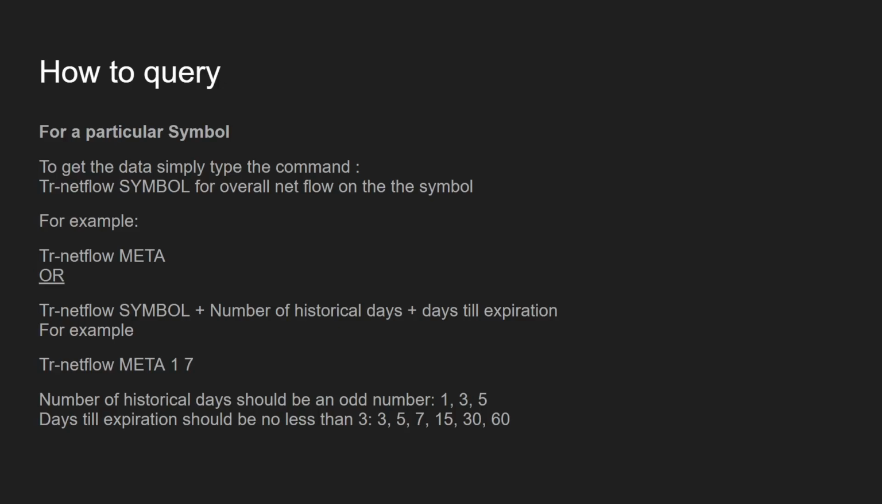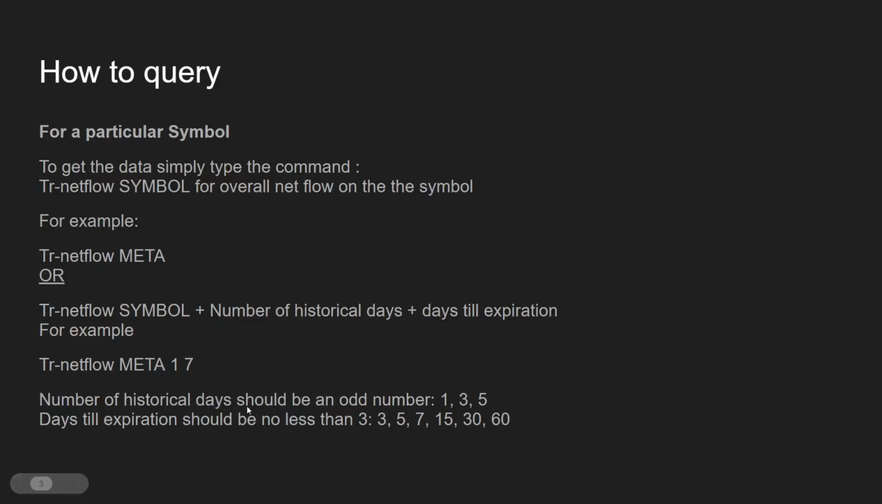And the second number shows the number of days till expiration. This means I would like to get the net flow for Meta that was bought today with no further expiration than 7 days. So it's giving you the immediate flow, sort of for the immediate future, and it's going to exclude all of these options that were bought for 3 months down the road or 2 years down the road or so.